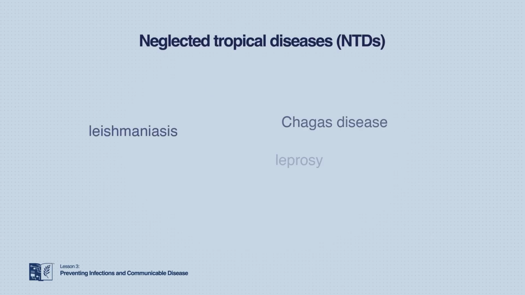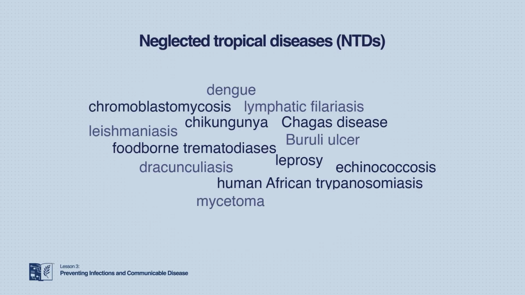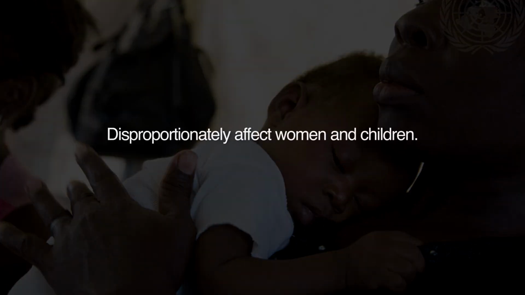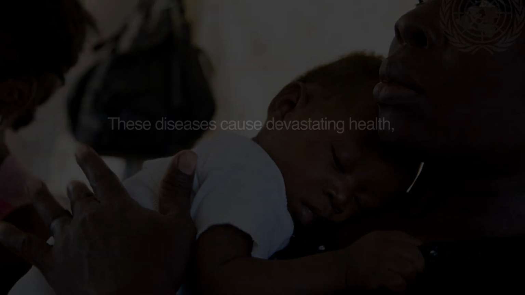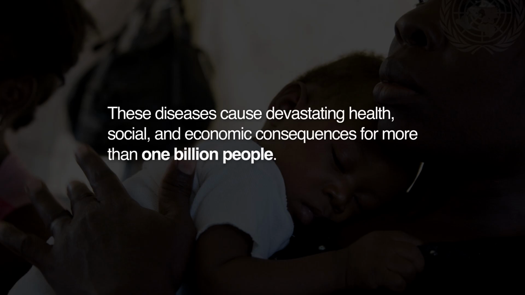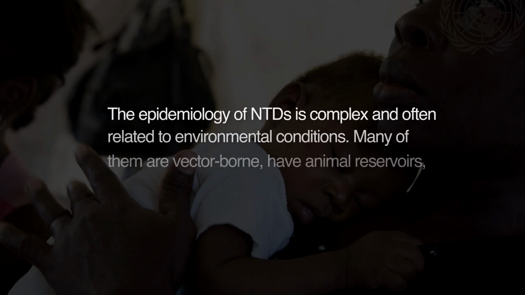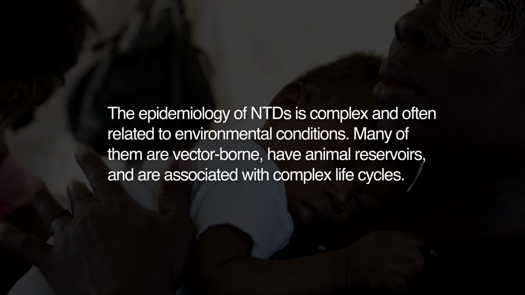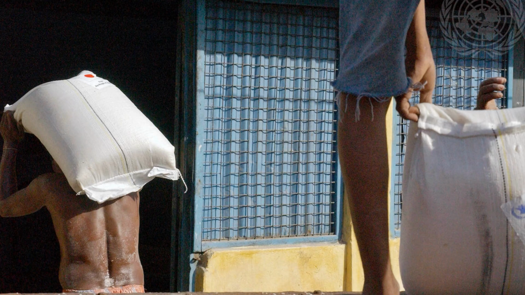Neglected tropical diseases, NTDs, are a group of 20 conditions mainly prevalent in tropical areas, where they mostly affect impoverished communities and disproportionately affect women and children. These diseases cause devastating health, social, and economic consequences for more than 1 billion people. The epidemiology of NTDs is complex and often related to environmental conditions. Many of them are vector-borne, have animal reservoirs, and are associated with complex life cycles. All these factors make their public health control challenging.